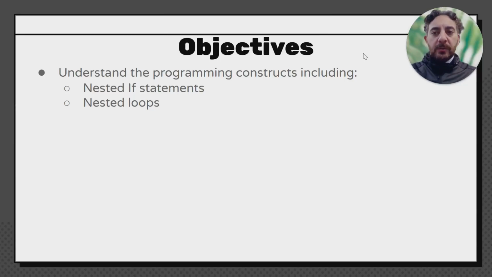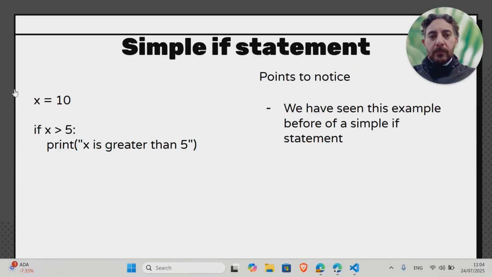Welcome back, guys. So today we want to conquer nested statements. Previously we have looked at if statements and we've looked at iteration. Here we have an example of a really simple if statement. We have a very basic condition. It just says if x is more than 5, then print out this.